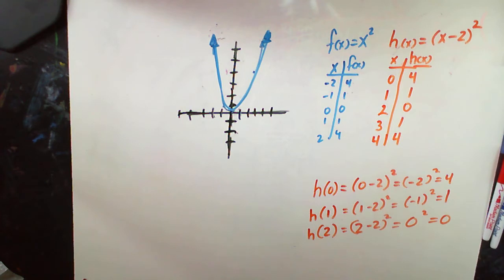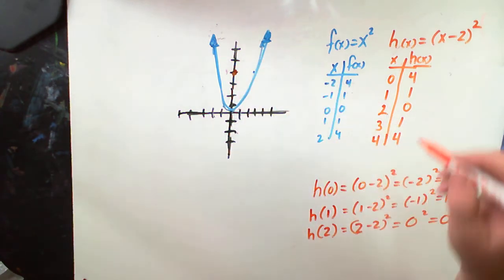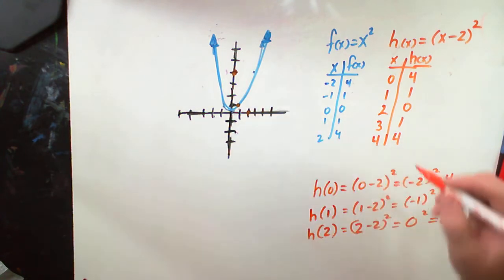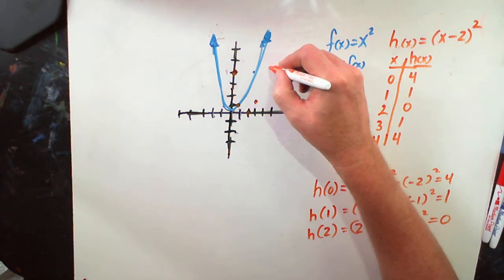You can continue to plug in that same fashion, and you will see that this is the table of values that you get. Now, when I go and I graph those, I've got 1, 2, 3, 4, and then I've got 1, 1 still, and now I've got 2, 0, and I've got 3, 1, and then I've got 4, 4.